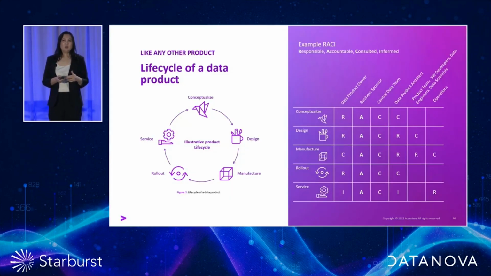And so like any other product, right? So just like if I bought something at the store, right? So there's a product life cycle in the data product. And I talked about this a little bit in that product mindset. You start with the conceptualize, the design, and that's a lot of what we're doing in this session right now. Then the manufacture, the rollout, and service. And right in the conceptualize and design, it is really starting to think about the different stakeholders you should be having in the room and the different roles that are needed to be able to achieve this.